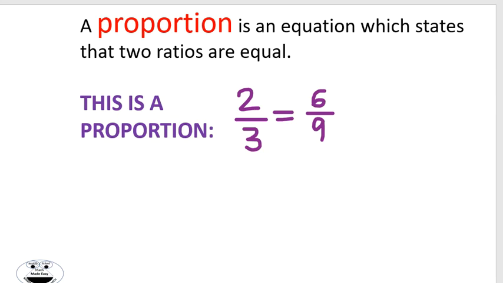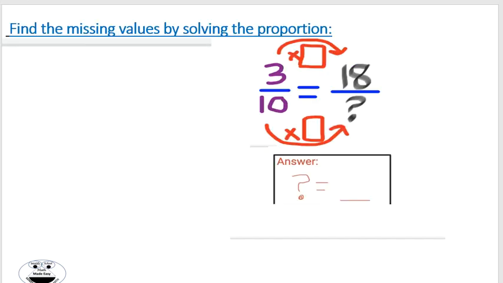A proportion is an equation which states that two ratios are equal. And here is an example of a proportion. So let's get right into it on how to solve for missing values in a proportion.